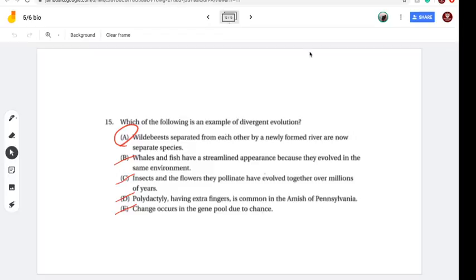So this is the last slide, question 16 to 20, and you have to choose the terms below. I'll give you guys a couple of seconds to solve 16.